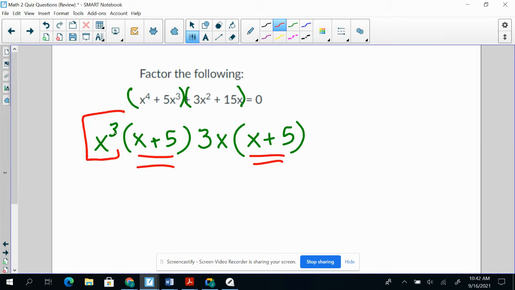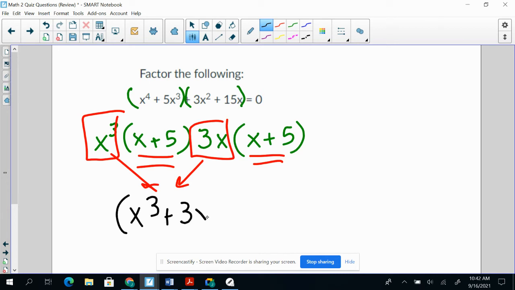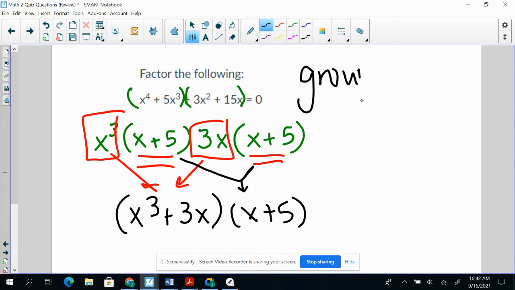Our first factor set is going to be our 2 numbers in the front. They're going to come together. And you're going to have x cubed plus 3x. And then the matching pair is your other factor. So it's factor and factor. So we didn't solve it. All we've done is factor it by grouping. So this is factor by grouping. There was a couple call outs on needing some help on that.